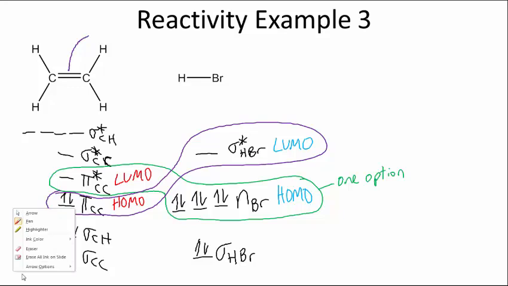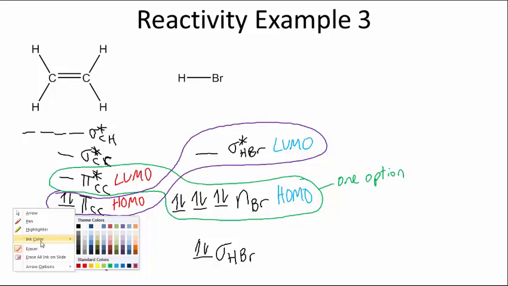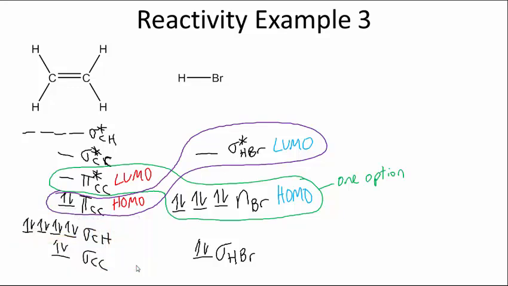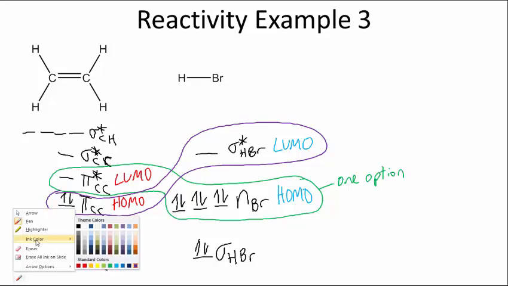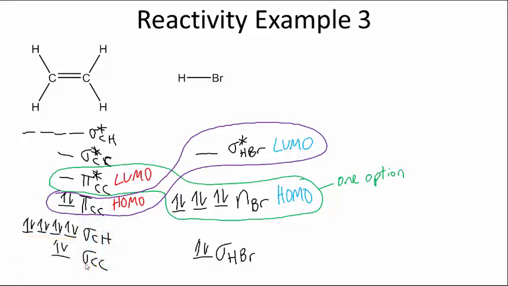So if that's my donor, sorry, I just gave it away, but if that's my donor, pi CC, where should my arrow start? At the pi bond. And where should my arrow end if I'm donating to sigma star HBr? Which atom are the electrons going to be more attracted to? The hydrogen or the bromine? Why? Bromine is more electronegative, so what's the polarity here? What's the partial charge on bromine? Bromine's partially negative, hydrogen is partially positive.